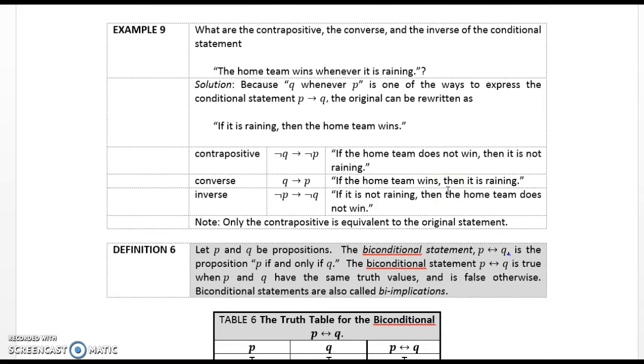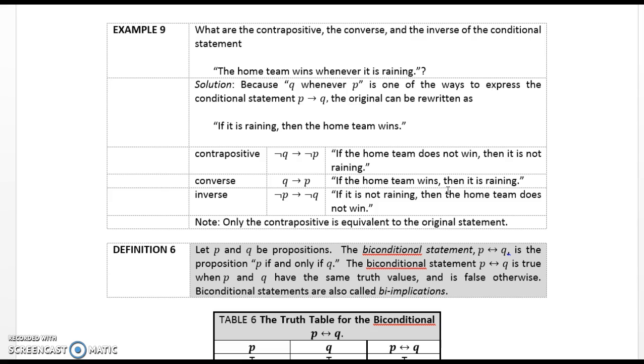Example 9. What are the contrapositive, converse, and inverse of the conditional statement, the home team wins whenever it is raining? Solution. Because Q whenever P is one of the ways to express the conditional statement P implies Q, the original can be written, if it is raining, then the home team wins.